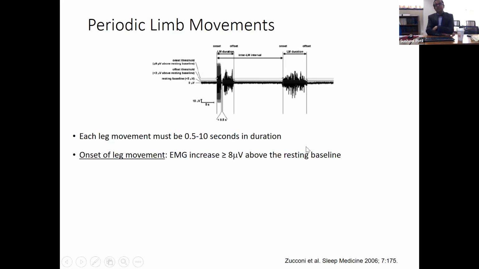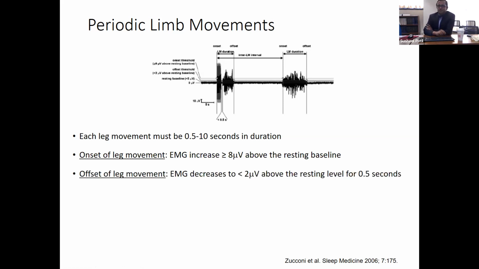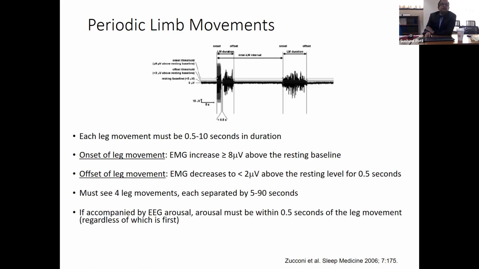So the onset of the leg movement has to be greater than 8 microvolts above the resting baseline. The offset has to go below 2 microvolts above the resting level for at least half a second. And then in order to call a train of periodic limb movements, you have to see at least 4 leg movements. Each leg movement should be separated by no more than 5 to up to 90 seconds. So a big duration range there.